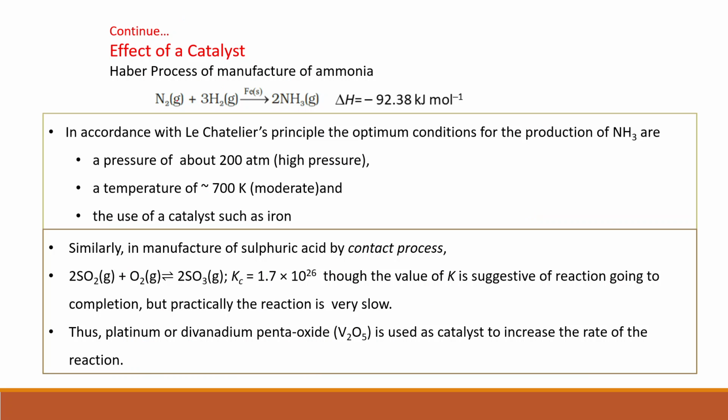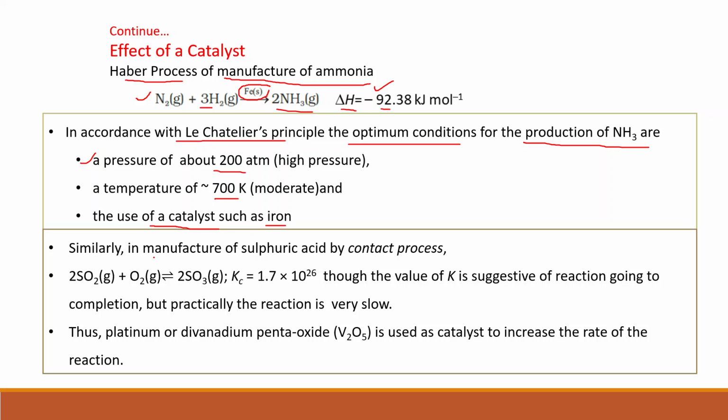Now consider one example, the Haber process of manufacture of ammonia. This is N2 plus 3H2 converting into 2NH3, and iron is a catalyst. And delta H is this. This is an exothermic reaction. In accordance with Le Chatelier's principle, the optimum conditions for the production of NH3 are: high pressure favors the formation of ammonia, so a pressure of about 200 atm. Low temperature favors the formation of ammonia, but at low temperature the rate of reaction is slow. That's why we use a moderate temperature of about 700 Kelvin, and use a catalyst such as iron.